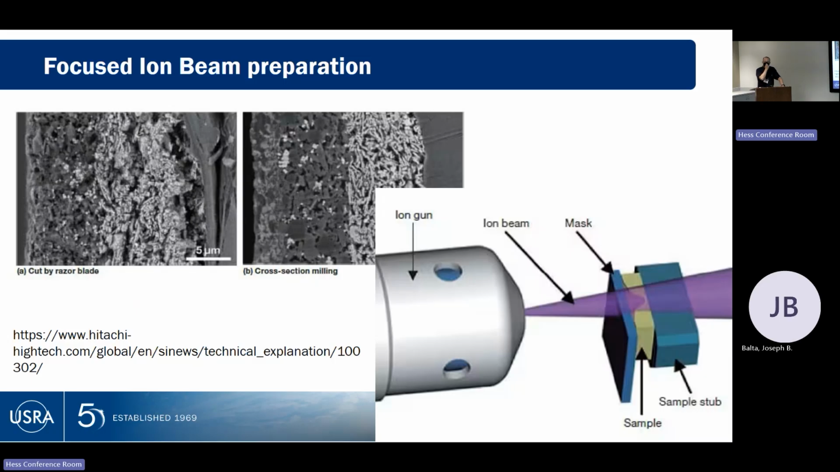Some more interesting modern techniques that we're not going to do in this session, but I'm going to cover, include focused ion beam preparation. Has anybody done this before? Are you familiar with this one? Okay, she was prepping this for herself this morning.